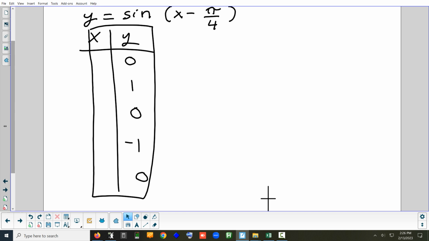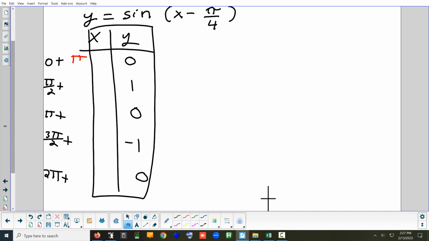Yes. 0, then pi over 2, pi, 2 pi over 2, and 2 pi. 2 pi over 2 and 2 pi. And we are subtracting pi over 4. Subtracting is going to move them all which way? Right. To the right. So what do we need to do to move all those values to the right? We need to add something. And what are we going to add? Pi over what? 4. Yep.